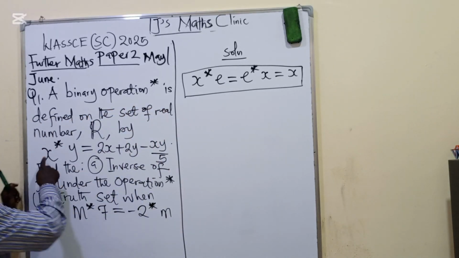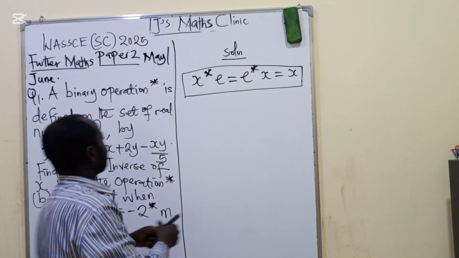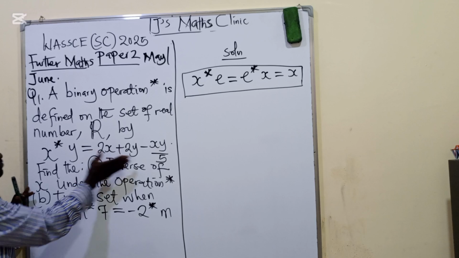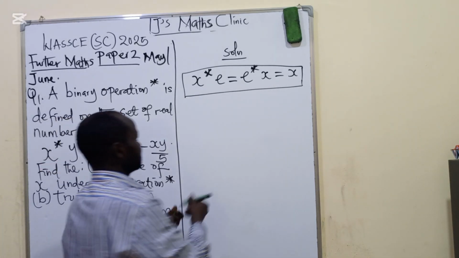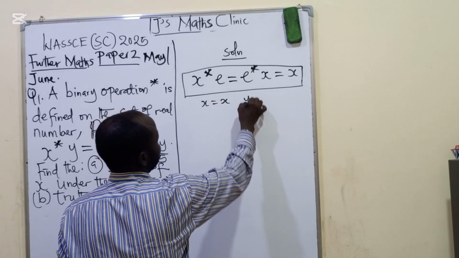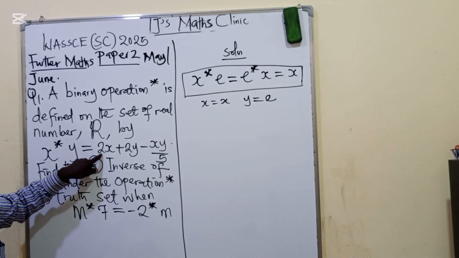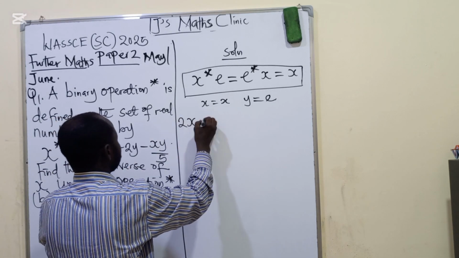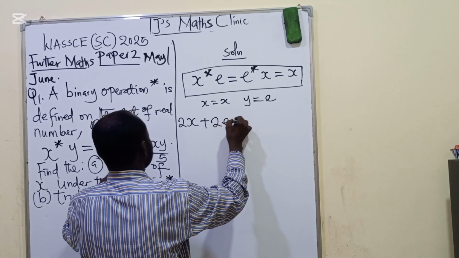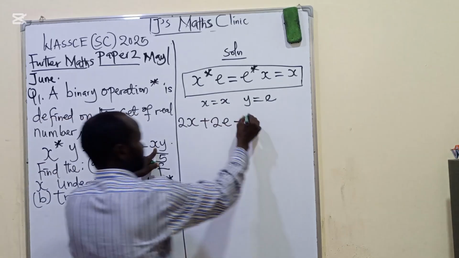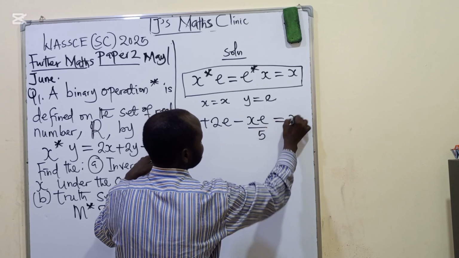So the next thing for us to do is to relate this. It means x operation the identity element e. We look at the right hand side of the given operation, which is 2x plus 2y minus xy divided by 5. Our x is x, our y is the identity element. So we substitute into the right hand side of the operation. Anywhere we see x, we put x. So this will now be 2x plus, anywhere we see y, we put the identity element e. That will be 2e minus x, multiplied by e, divided by 5. It must be equal to x.